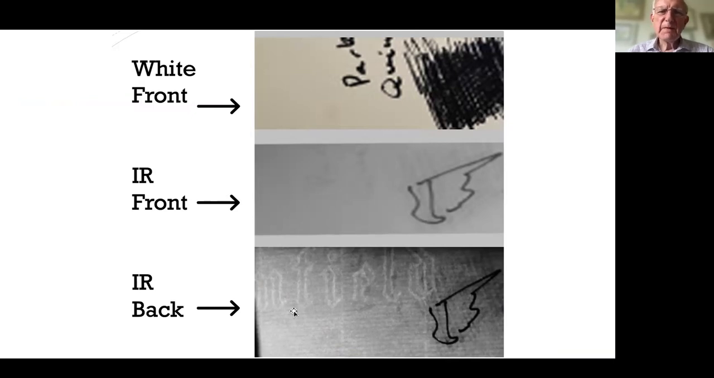Here is the same process. White light on the top, which is what the human eye would see. The middle one is what the camera sees when infrared is used. And the bottom one is when the backlighting is used. It is to be noted that in order for a camera to be sensitive to infrared, the internal infrared filter needs to be removed.